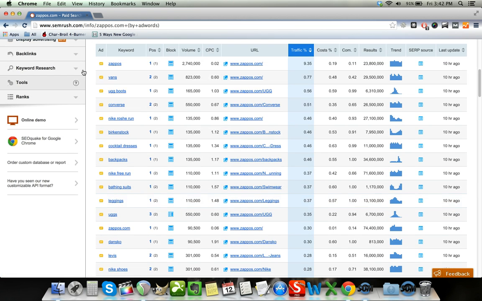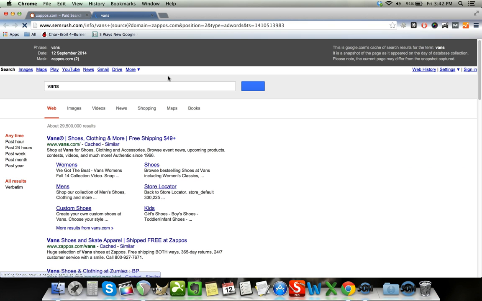The second keyword down is Vans. If I hover over this, I can see exactly how the ad looked at the time of collection. Okay, there's the keyword, the position, 2, the advertising block. Their ad for Vans is in the top block. There we go, we can see their ad right there.